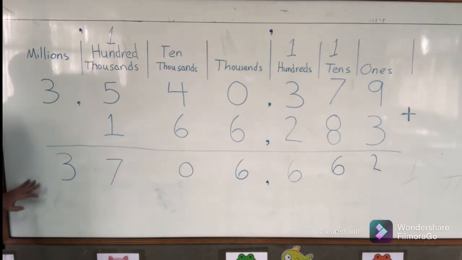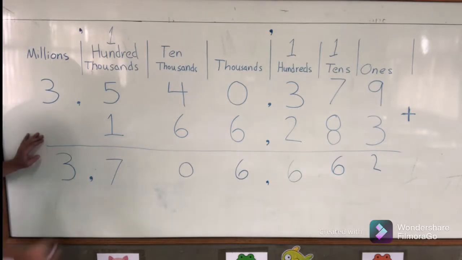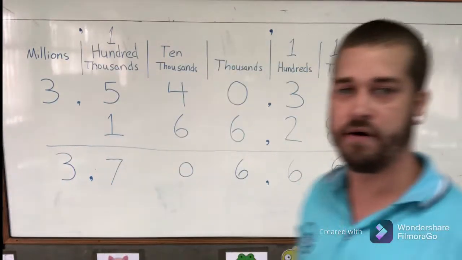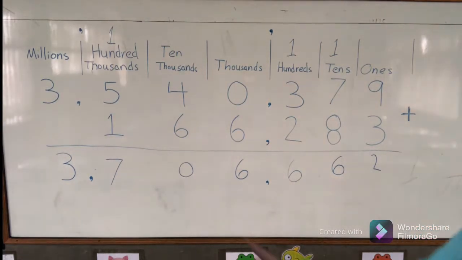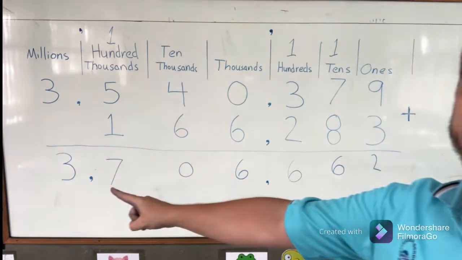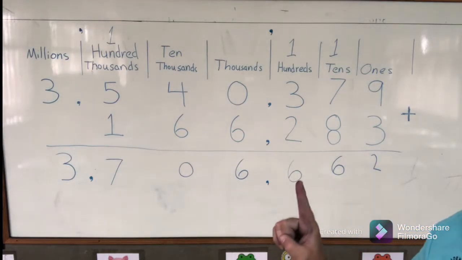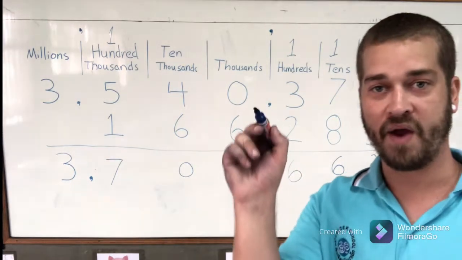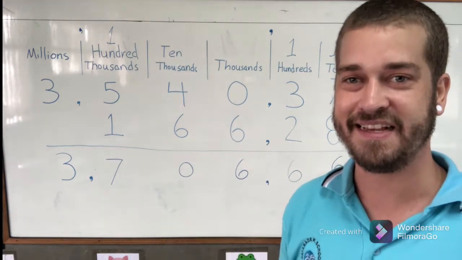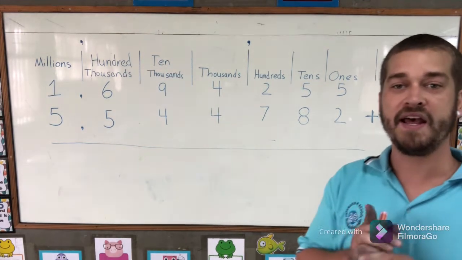But wait, are we finished? No, don't forget your commas. All right, so our answer for 1B is 3,706,662. Okay, write it down. Let's look at C. All right, guys, do and learn.